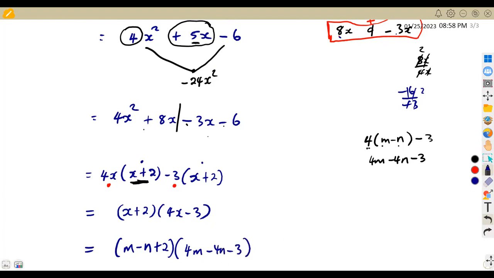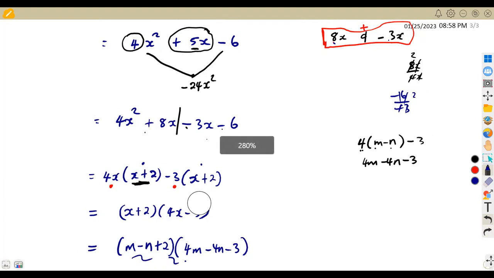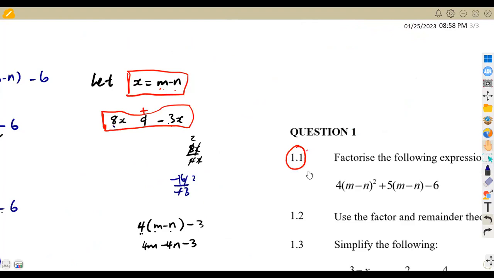Okay, now let's check our answer here. Do we have a condition that we can factorize again? There's no common factor between these. So this is your final answer. But sometimes there can be a common factor, then you have to factor out that common factor again. But in this case, that's the resultant that we can have.